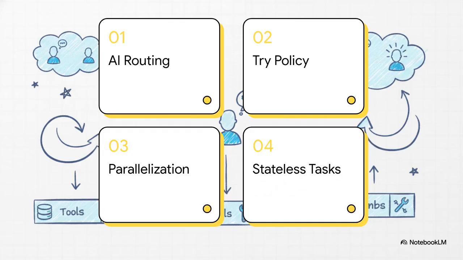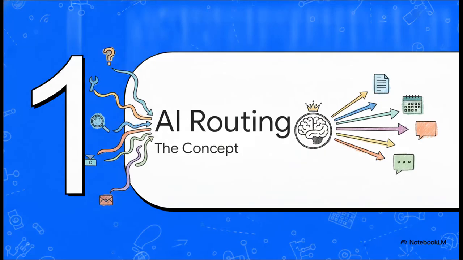Okay, let's map out our scaling journey for today. First up, we'll tackle the concept of AI routing. Second, we're going to look at network errors and the try policy. Third, we'll cover parallelization to save you time. And finally, we'll wrap the whole thing up with tasks and stateless execution. All right, let's jump straight into part one, the concept of AI routing.